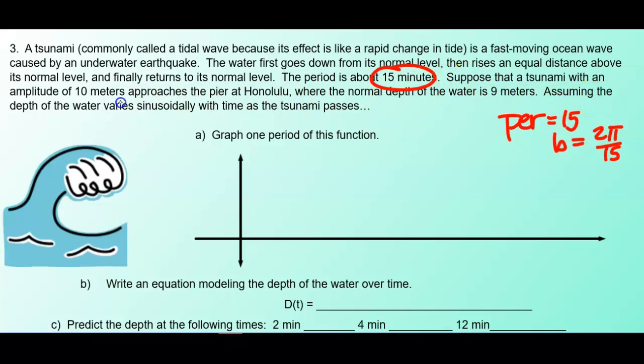And suppose that a tsunami with an altitude of 10 approaches a pier at Honolulu. Oh, so it's going 10 above and 10 below. Amplitude of 10. So the water is normally 9 meters here, it says, at Honolulu. And the first thing it said it does is it goes down 10. Well, how can you go down 10 if there's only 9 feet of water? Well, think about that. If you're standing there and the water tries to go down 10 feet from below the pier, it's going to recede out, right?